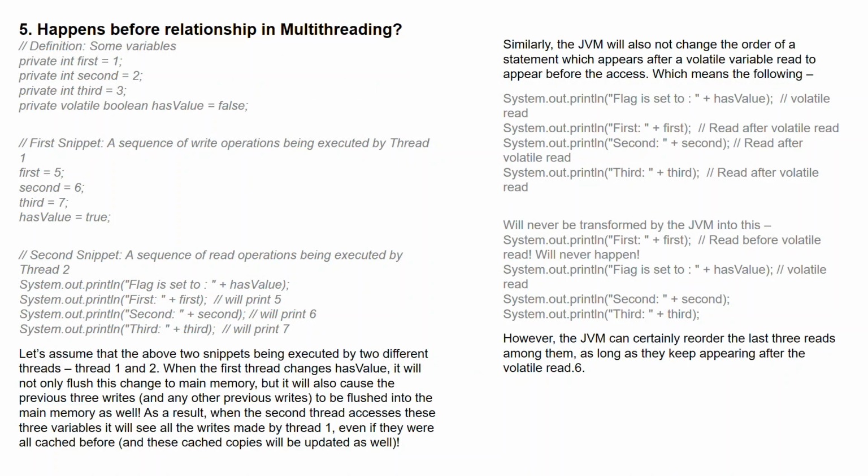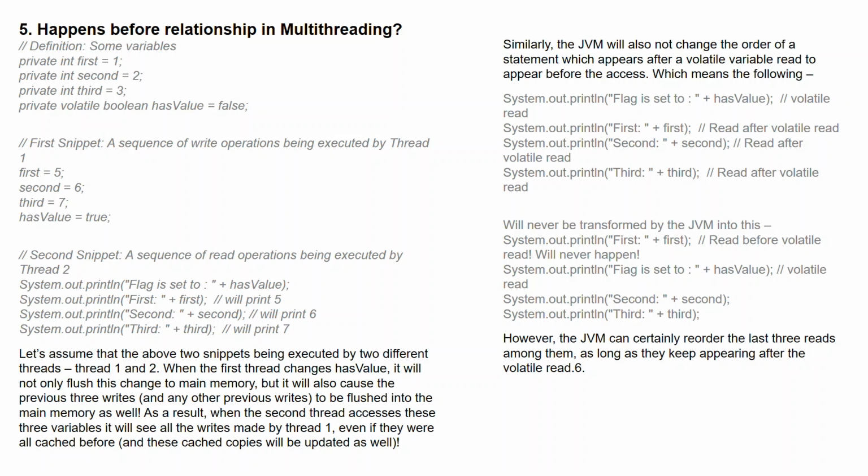5. Happens-before relationship in multithreading? See an example. Let's assume that the above two snippets are being executed by two different threads, thread 1 and 2. When the first thread changes the volatile value, it will not only flush this change to main memory, but it will also cause the previous 3 writes, and any other previous writes, to be flushed into the main memory as well. As a result, when the second thread accesses these 3 variables, it will see all the writes made by thread 1, even if they were all cached before, and these cached copies will be updated as well.